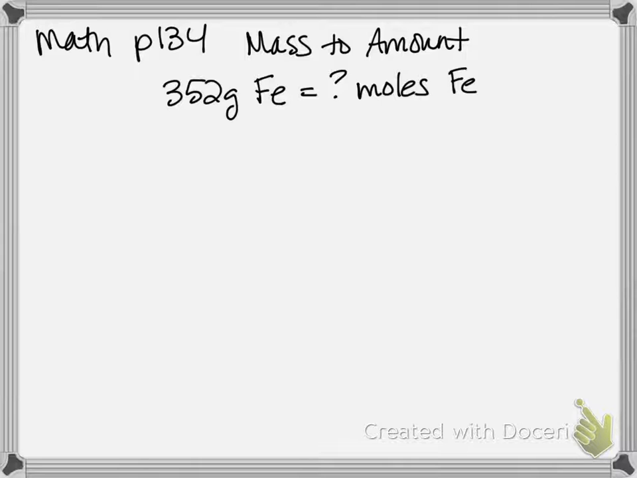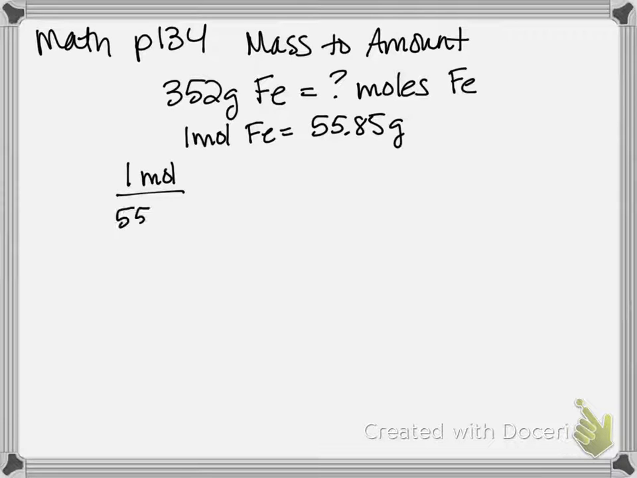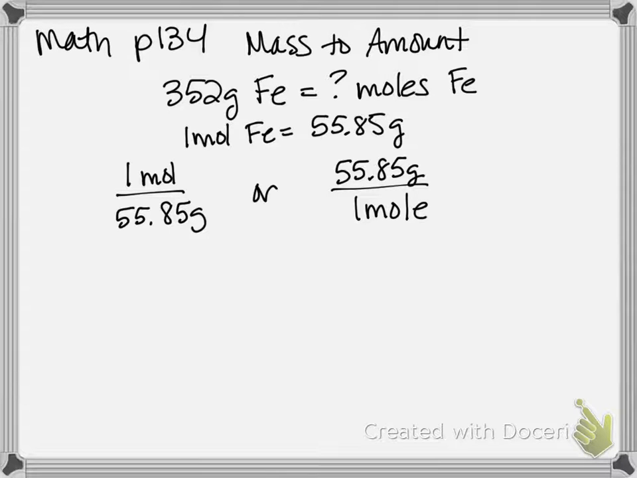So we learned in the last sample that 1 mole of iron has a mass of 55.85 grams, which leaves us with 2 possible unit conversions: 1 mole over 55.85 grams, or 55.85 grams over 1 mole. So to determine which conversion we need, we go back to what we start with. We're starting with 352 grams. So we want the grams to cancel out.